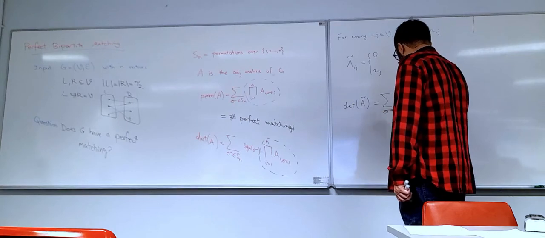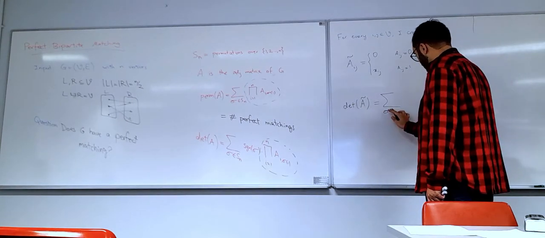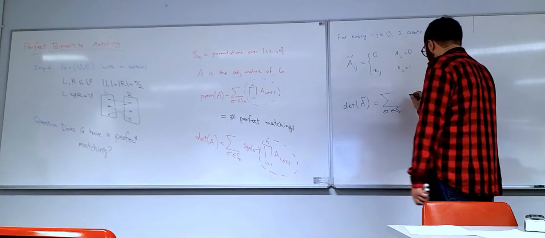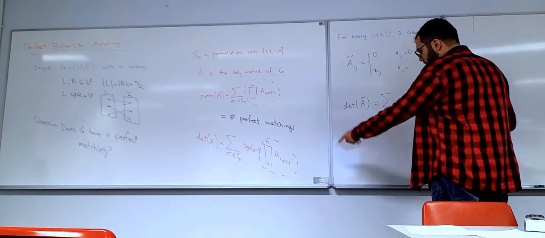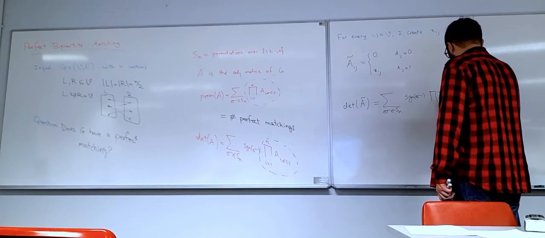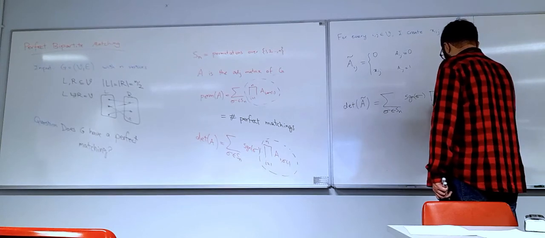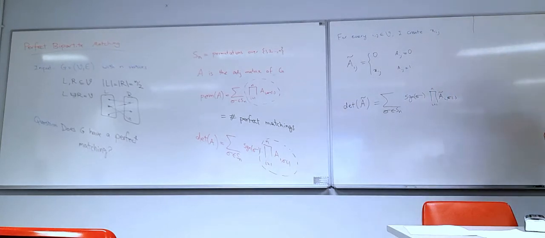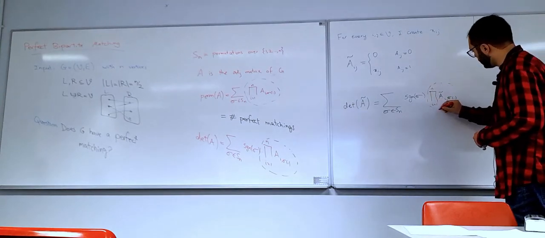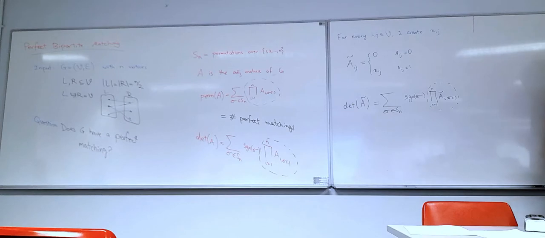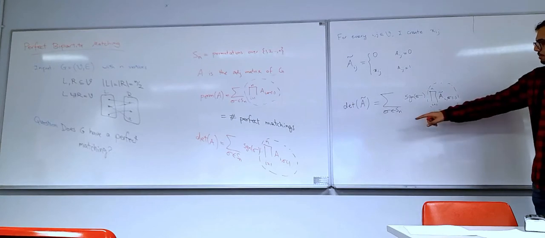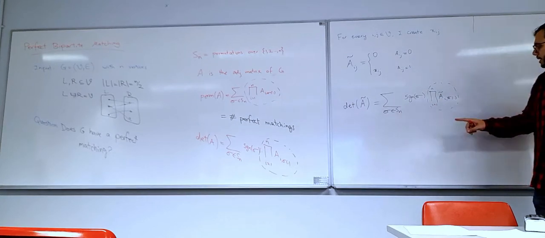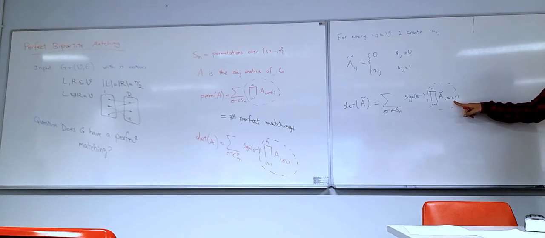It's the sum over every possible permutation of the sign of that permutation times the multiplication of a tilde i sigma i, where i goes from 1 to n. Now, look at this part here. If I don't have a perfect matching that corresponds to this particular permutation, then one of these a tilde i sigma i's will be 0, and so this whole thing would be 0, right?